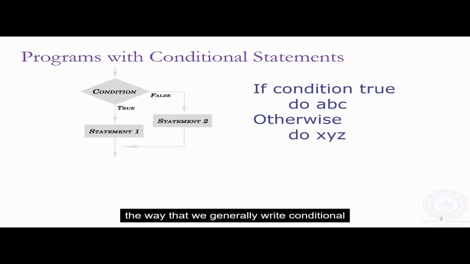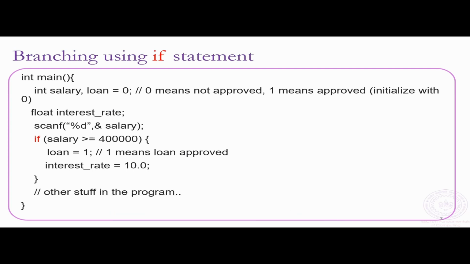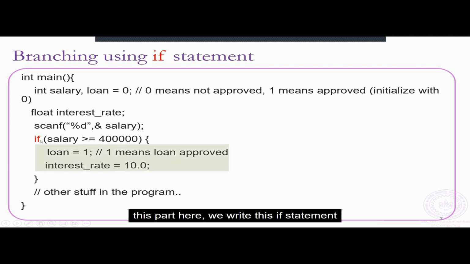The way that we generally write conditional statements in C is typically using an if statement. Let's take a look at what this if statement is doing in this piece of code. In this piece of code, I have a salary and a loan variable, and the loan is either approved or not, where by default we just say that it is not approved. We set it to 0. And essentially, in the program, we write this if statement. Look at this part here.